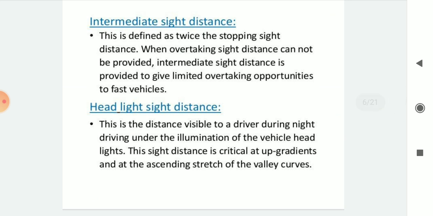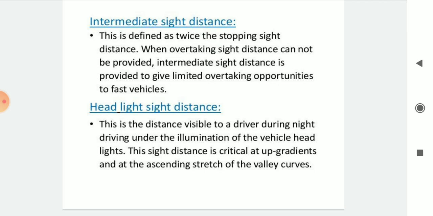Intermediate side distance. This is defined as twice the stopping side distance. When overtaking side distance cannot be provided, intermediate side distance is provided to give limited overtaking opportunities to fast vehicles.